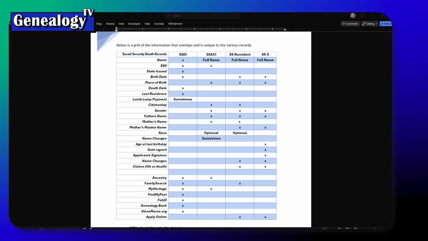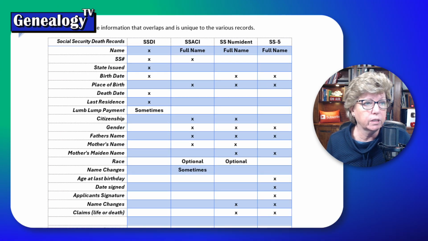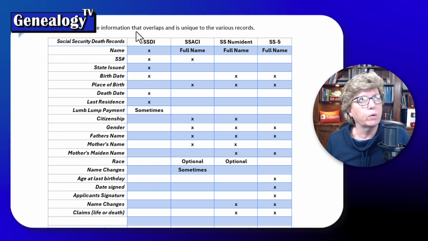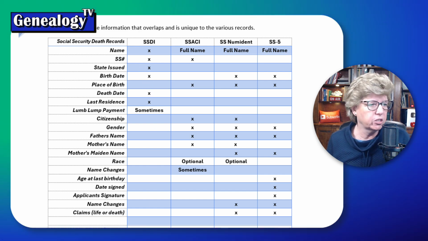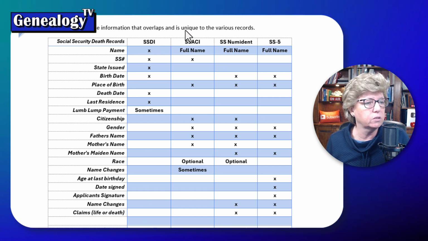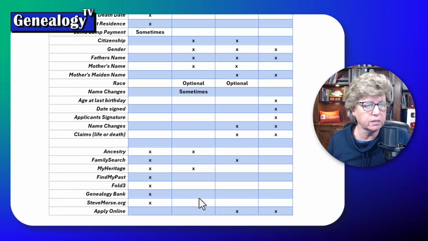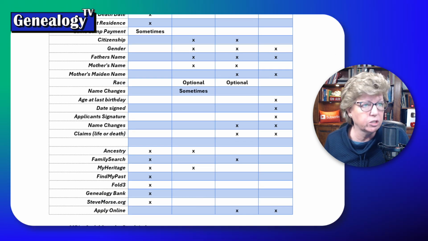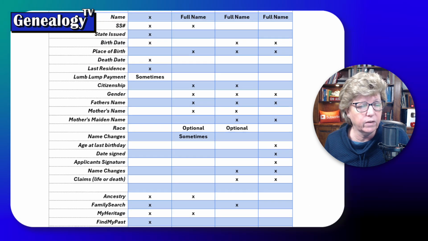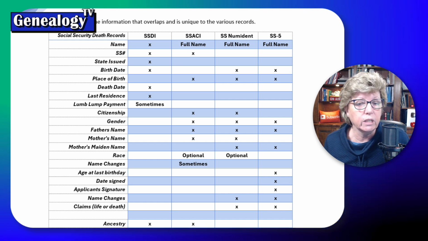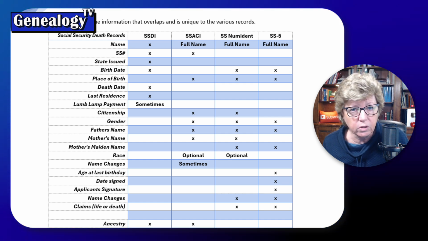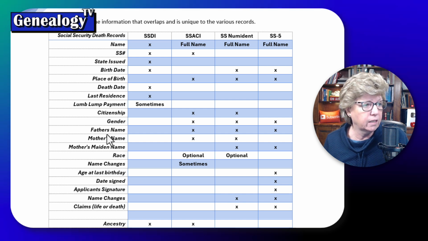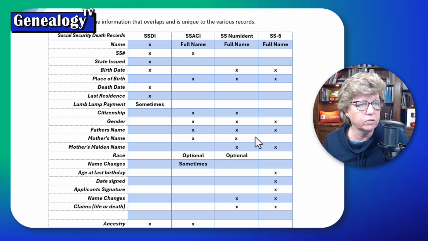And by the way, speaking of the handout, I gave you this handy dandy little grid in the handout that shows you what records have which information, because you'll see the Social Security Death Index has some information, but the Social Security Applications and Claims Index, while overlapping some information, might have some different information, as do the Numident records, and the SS5 has additional information. And really, some of the key information that we're looking for are the parents' names, and it is listed here in some of those records.